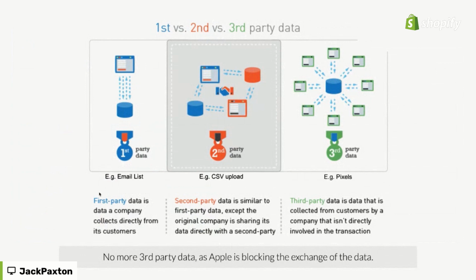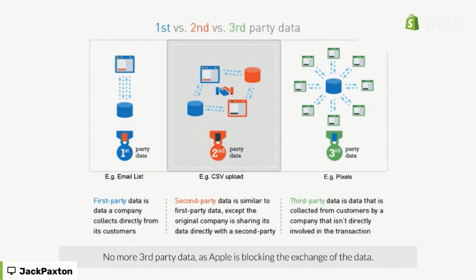So to break this down simply, first-party data is information that you collect on your website and you keep on your website. So this is like an email list. Second-party data is when you're essentially buying an email list or getting an email list from someone who's already collected those emails. So this is like maybe you do a joint webinar or something, and you get the list of attendees and you upload that into Facebook. That would be second-party data.